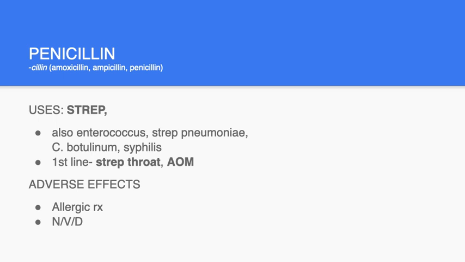We also know that it treats enterococcus, strep pneumoniae, C. botulinum, and syphilis. Penicillin is first line for strep throat and acute otitis media. Adverse effects of penicillin are primarily just nausea, vomiting, and diarrhea, as well as an allergic reaction. So yeah, we want to remember that.